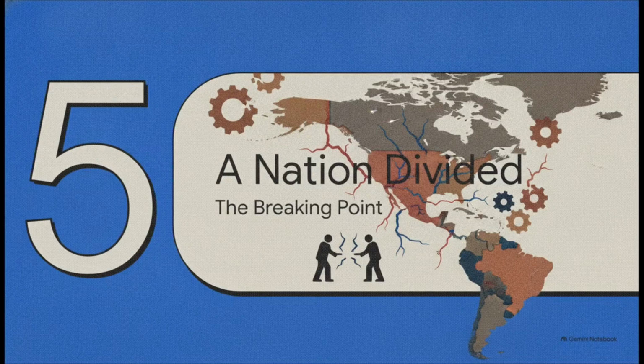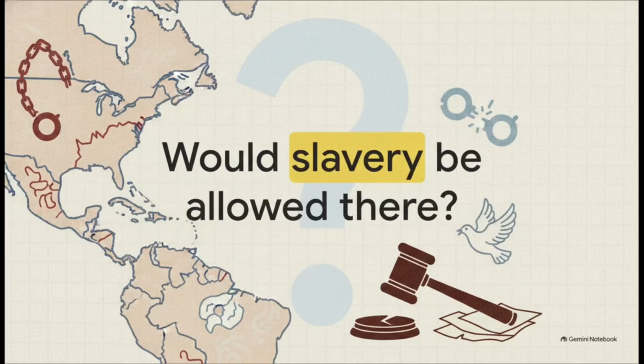That brings us to Section 5, A Nation Divided, the Breaking Point. Stretching all the way from the Atlantic to the Pacific pushed the country's regional political friction right to the breaking point. Think about it. Every single time a new Western territory was added, it triggered one incredibly explosive question. Would slavery be allowed there? Political compromises kept trying to cool the tensions down, but the underlying conflict over human bondage was entirely unresolved, and it was growing more volatile by the day.